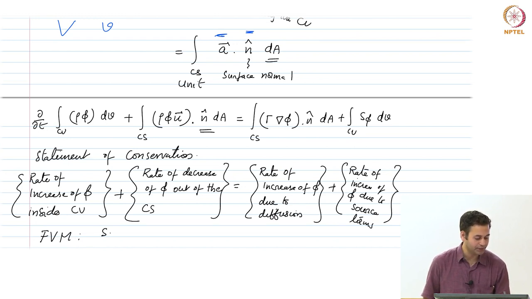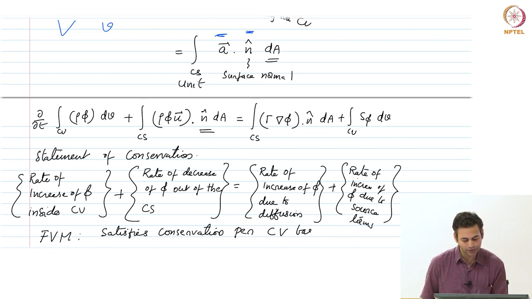So the finite volume method essentially satisfies conservation on a per control volume basis, okay? So every control volume that you take, that means every mesh cell that you take, is going to satisfy conservation. So there is a physical reasoning behind the solution that you obtain, okay?